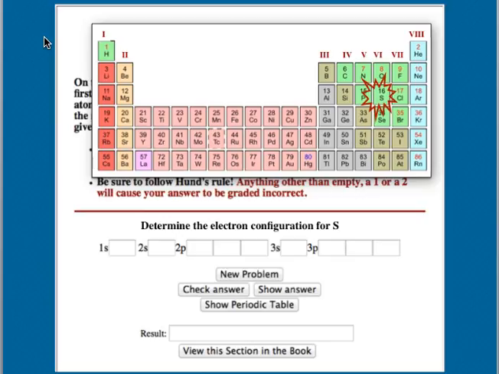So how do we enter this? Our 1s is full, that's this one. So we enter a 2. Our 2s, that's these guys, they're full. Can only hold 2, we enter 2. Now our p orbitals here, we have 6 of them. But remember, each can only hold 2. So you have to enter this as 2, 2, 2.